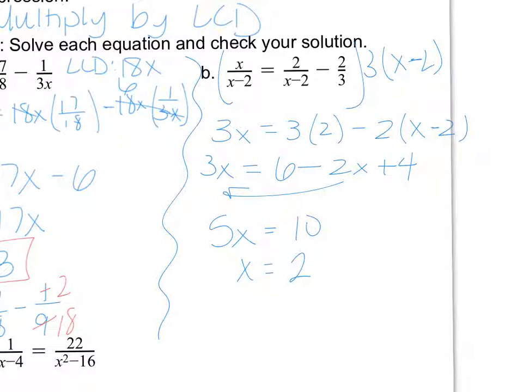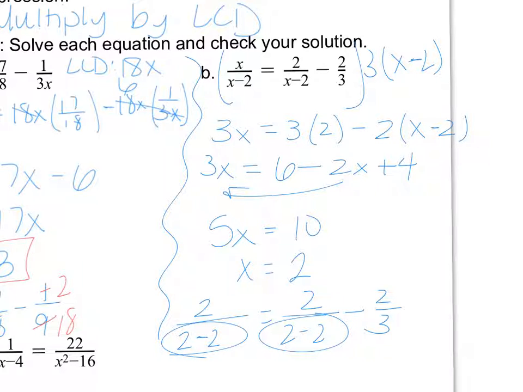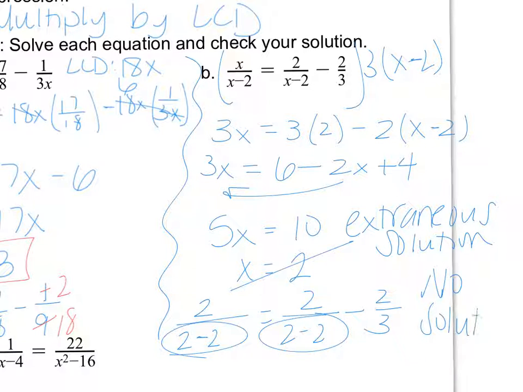Now what's the problem here? If I replace my x with 2, these denominators become 0, which gives me an undefined value. And so this is what we call an extraneous solution. It's a solution that we get when we solve the problem. However, when we check it, it doesn't work. And so this example B actually has no solution. We are never going to find any value that makes this a true statement.